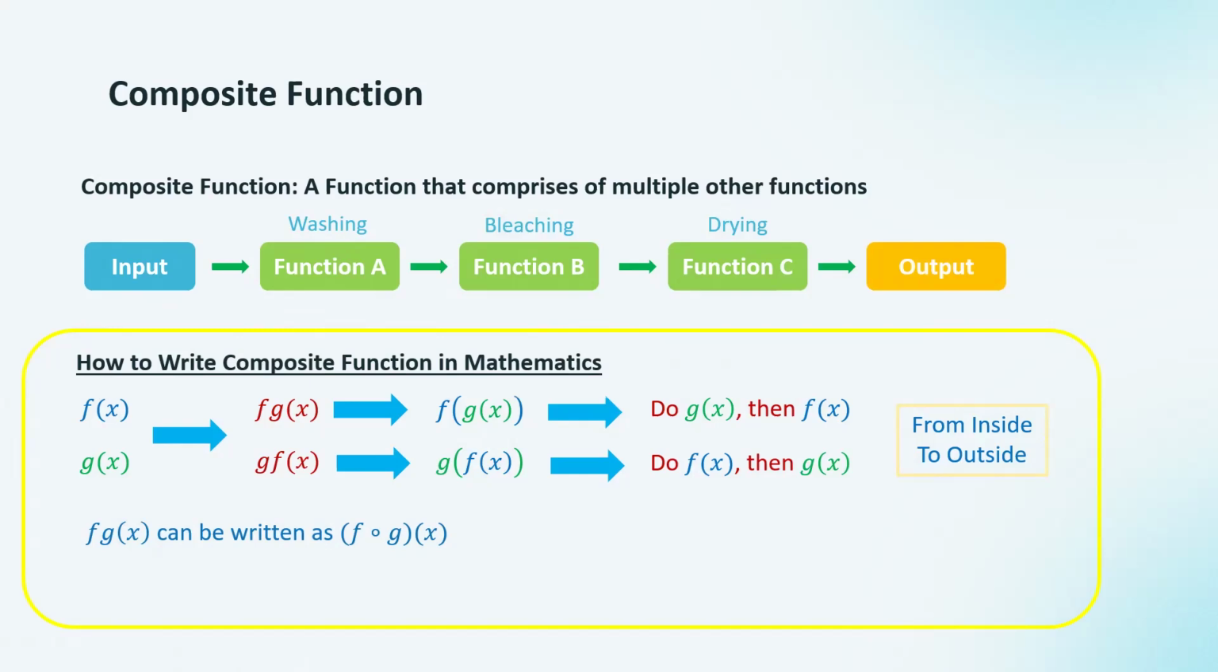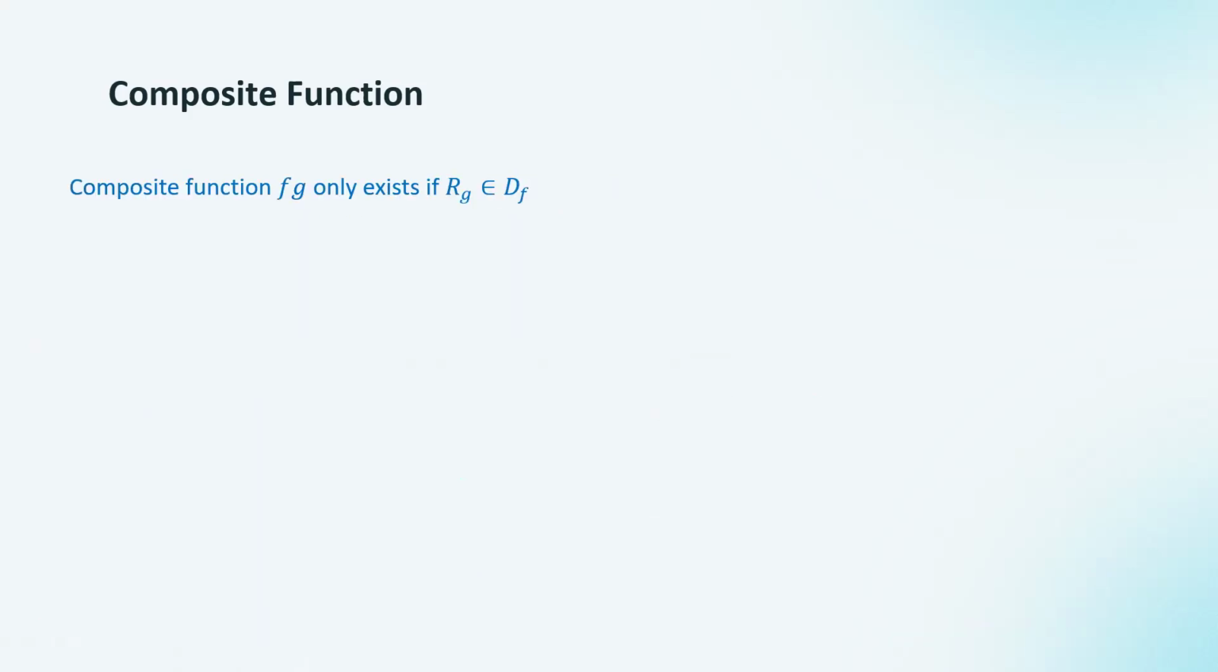And we also need to know that the composite function fg only exists if the range of g is inside the domain of f. So Rg is going to be the range of g, Df is going to be the domain of f. Let's try to see what this actually means. Right, we know that fg is technically the same as f(g(x)), and f(g(x)) is going to be a function f with the input of g(x).